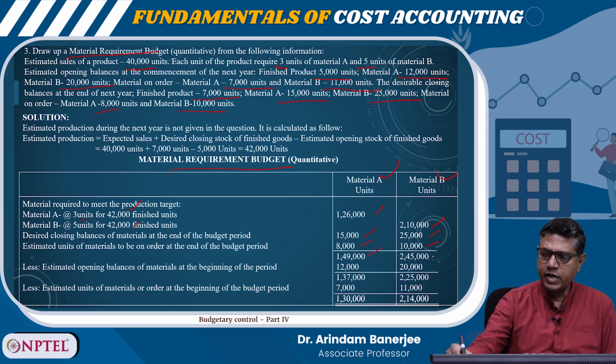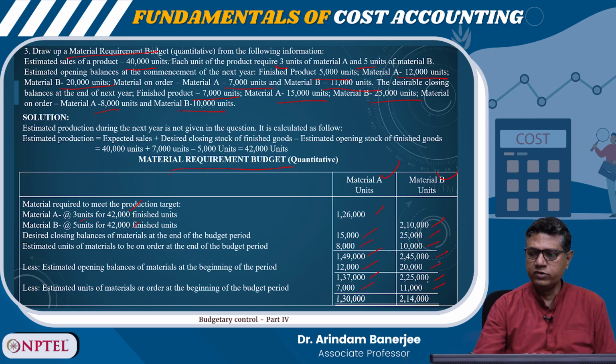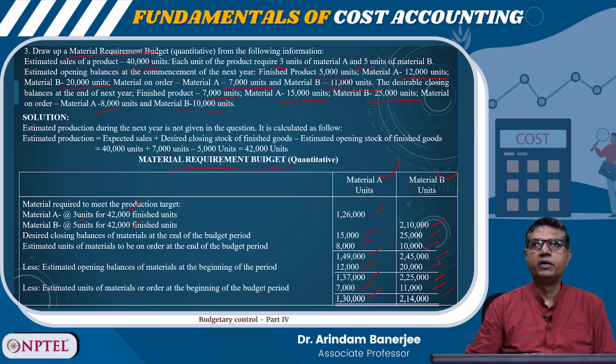1,49,000 and 2,45,000. Less estimated opening balances of materials at the beginning of the period 12,000 and 20,000, and total is 1,37,000, 2,25,000. Less estimated units of materials on order at the beginning of the budget period 7,000 and 11,000. So if you total, it is coming to 1,30,000 and 2,14,000. Fine. So this way you can create the material requirement budget.